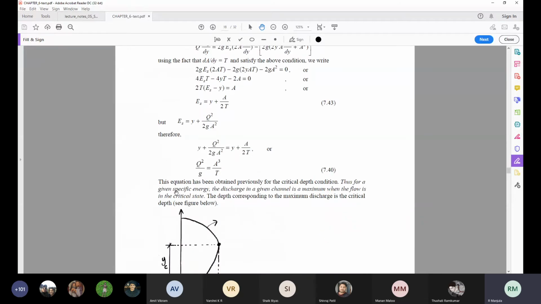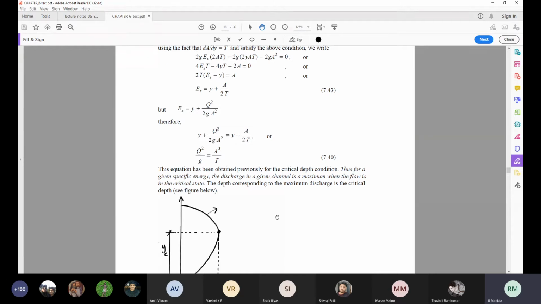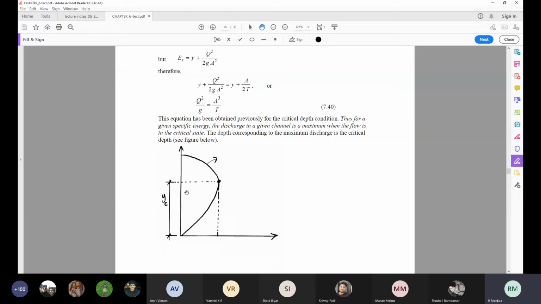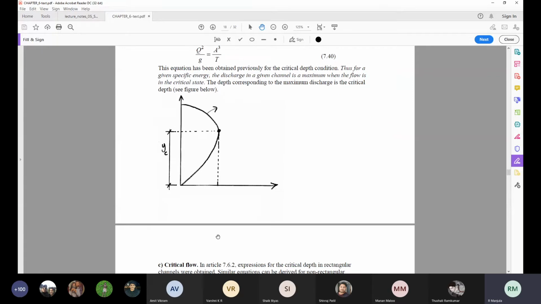So for a given specific energy, the discharge in a given channel is maximum only when the flow is in the critical state. So discharge will be maximum only when the flow is critical. The depth corresponding to that maximum discharge is the critical depth. You can see the flow condition now. This is Yc, and this is going to be your critical depth.